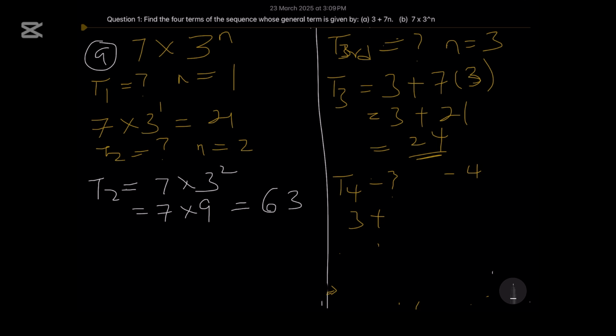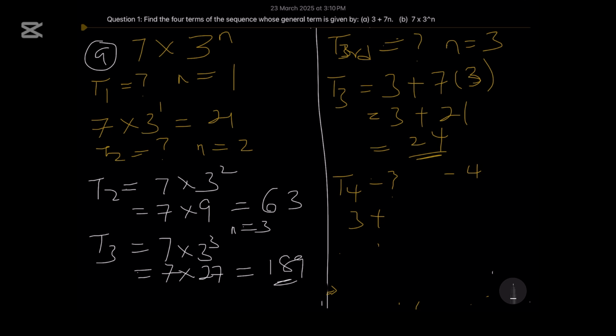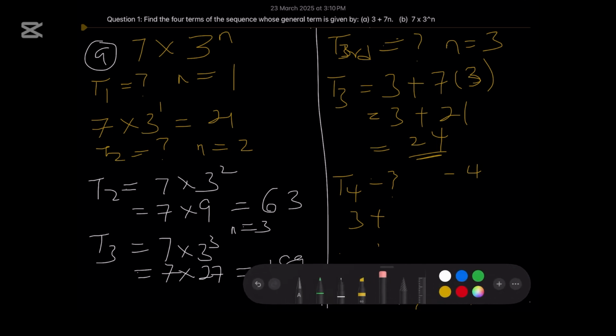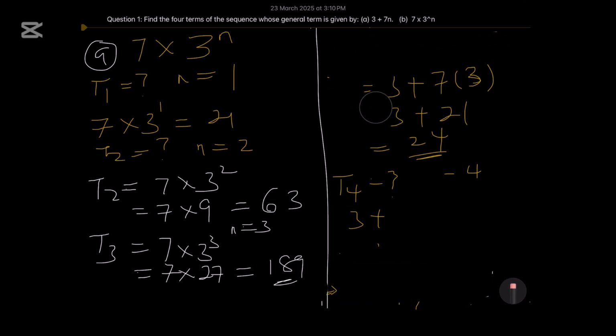Next we move on to the third term. Applying the same formula, our n is equal to 3. So that will be 7 times 3 raised to the power 3. So we have 7 multiplied by 27. So our third term is 189. So now let's derive the fourth term, which is the last one.